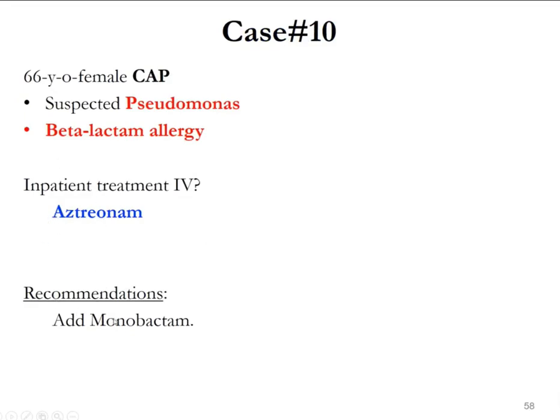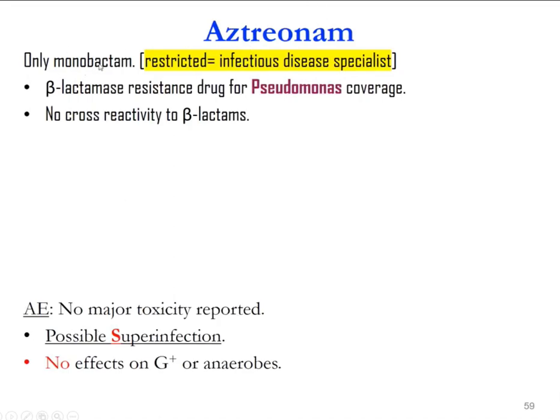So it is an aerobic, it can chop all the aerobic bacteria. So recommendations, add monobactam. So look at it, aztreonam, only monobactam, restricted to treat. Remember I used to give you a picture, aztreonam, something like that, a picture I gave you last time for remembering the pneumonia. So this has pseudomonas coverage also, see? Beta-lactam resistant drug, and this one restricted to infectious disease specialist.